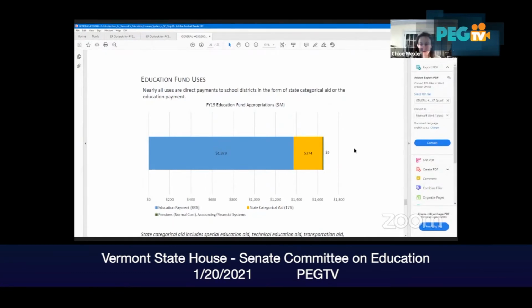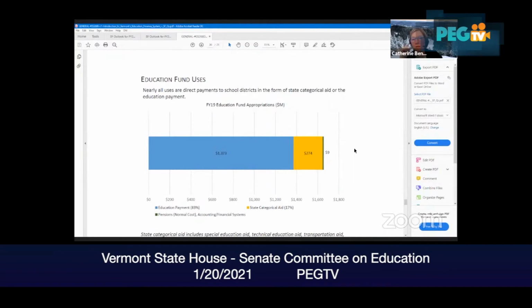About 83% of the education fund goes directly to school districts in the form of the education payment, which is really just another word for that education spending amount. And so essentially, schools spend 1.3, almost 1.4 billion in FY20 of just education spending. Then they also receive categorical grants, which is what we talked about, about $274 million. And that makes up 99.5% of the education fund. There's a little bit, $9 million, on teacher pensions and a universal accounting and financial system, that's the accounting and financial system used by the school districts.